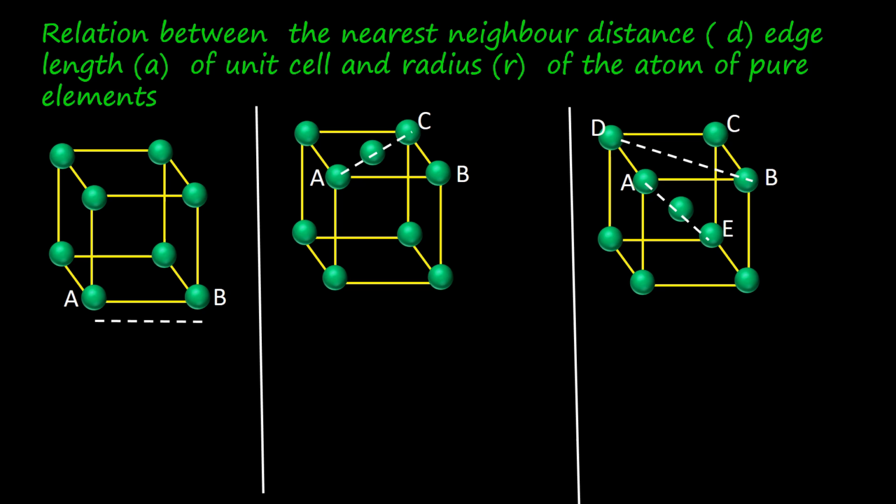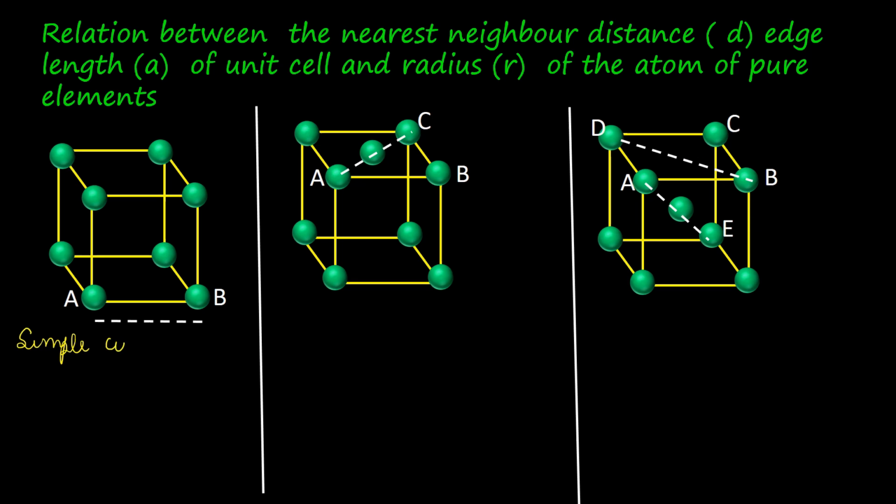Find the relation between the nearest neighbor distance d, edge length a of unit cell and radius r of the atom of pure elements. The distance between the two nearest particles, edge length of the unit cell and the size of the particle, that is the radius, are related to each other. We have to derive an expression for these. Problems based on these are asked for the examination. We will derive this relationship for three types of unit cells: simple cubic, face-centered cubic and body-centered cubic cells.